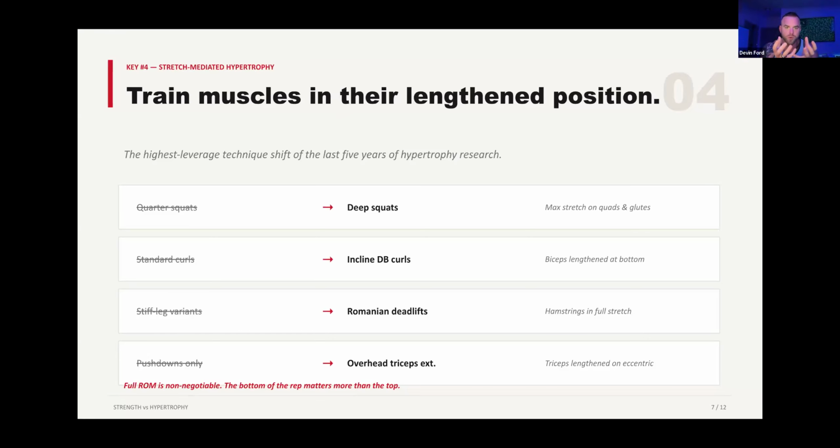So we want force, but we want it on the muscle, right? And the most force gets placed in the muscle when it's in a stretched position. Think about a rubber band: when you pull it, it's going to be a lot more forceful than just kind of sitting there. It's the same thing with muscle. And so in order to stretch the muscle, you have to be doing the right movements to begin with. That's why if you look at things like deep squats instead of a quarter squat, or an incline dumbbell curl, it's an easy example. I'll literally show you this.